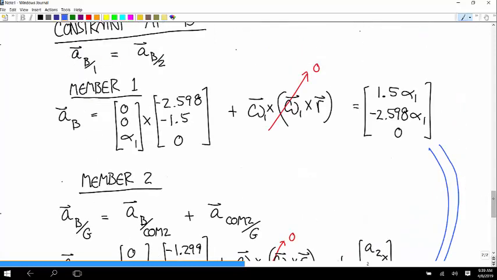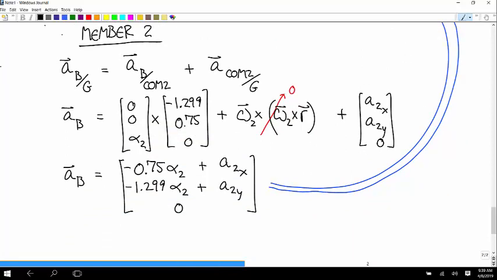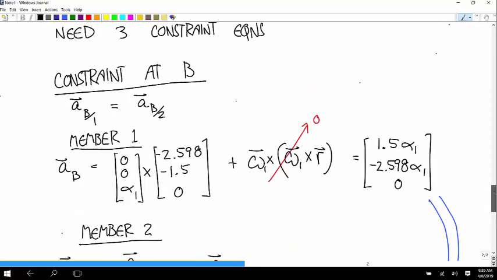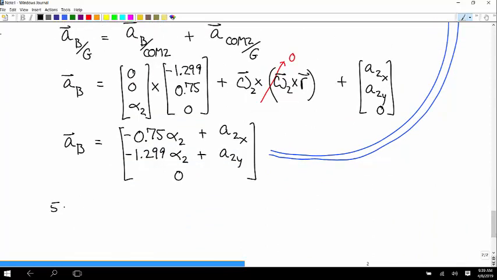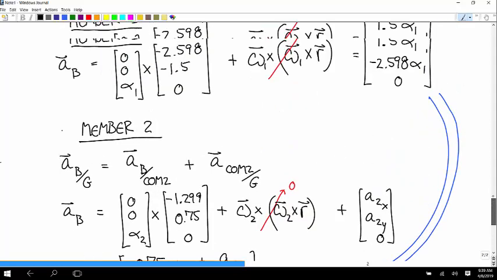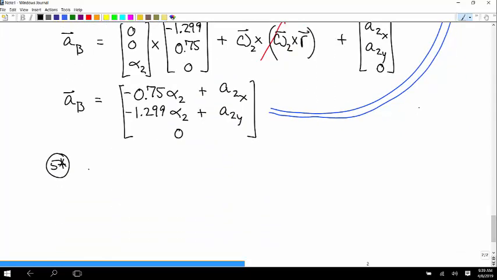Okay, so to put these in the equations, I'm going to say the acceleration of B according to member 1 minus the acceleration of B according to member 2 is equal to 0. That's setting them equal. So our equation 5 star says 1.5 alpha 1 plus 0.75 alpha 2 minus A2x is equal to 0.